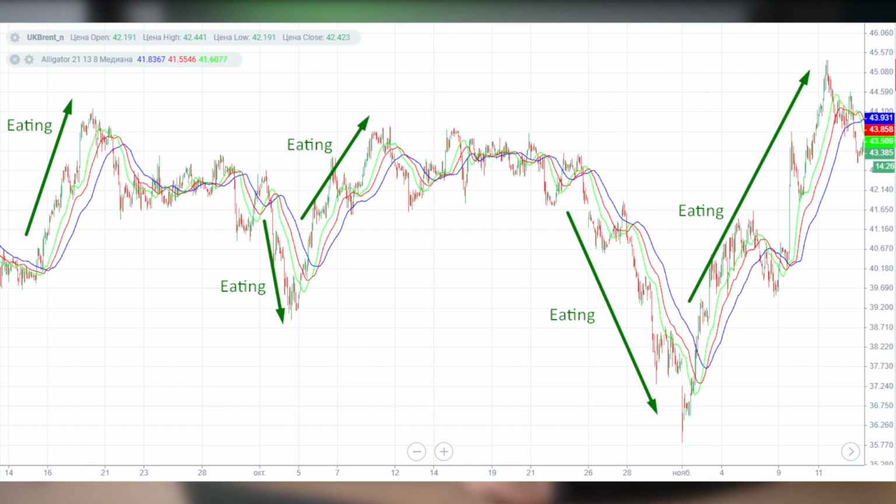After the alligator is full, the market calms down. The lines lose direction and begin to intertwine with each other. That's the moment when the market needs a break and the alligator falls asleep. Okay, now we move on to real examples from the markets.